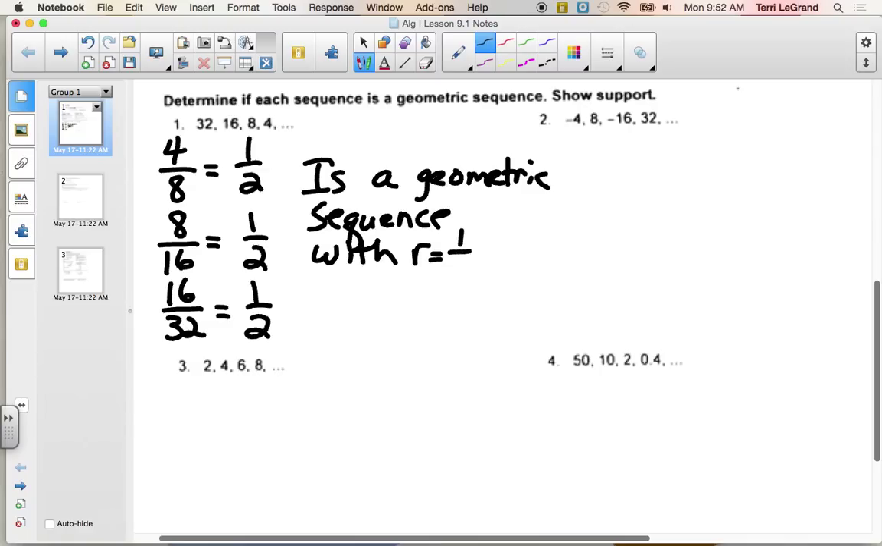R equals 1/2. Our constant ratio, our common ratio. You'll hear it called both, constant ratio or a common ratio. Okay. So you do number 2 now.